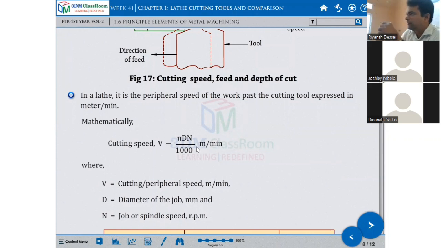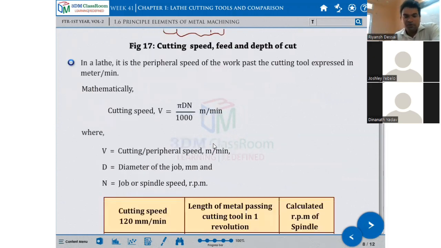In drilling you are going in depth, and in the lathe machine you are giving the feed by putting the cutting tool against the rotating work, like 1 mm or 0.1 mm depth. That is the feed. Now see, the equation to find the cutting speed: cutting speed V is equal to pi D N upon 1000 meters per minute. The same equation we use for the drilling machine to find the RPM. Remember this equation.